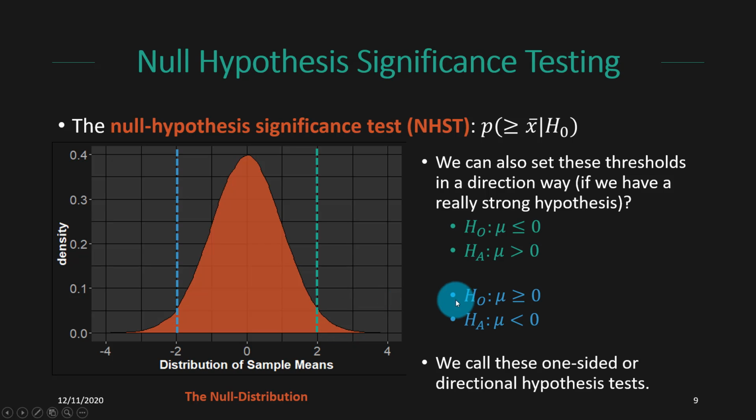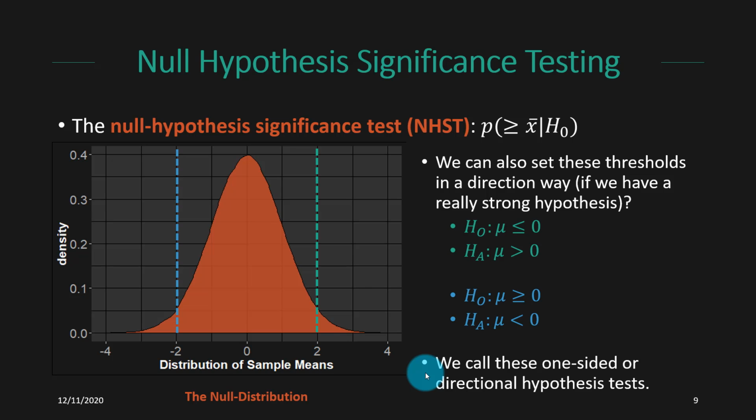In a complementary sense, we can also do the opposite and assume that mu is greater than or equal to 0, and then we're really only interested in if our sample mean crosses the threshold in the negative direction over here. So these are perfectly valid tests that you can conduct. These are called one-sided or directional hypothesis tests.